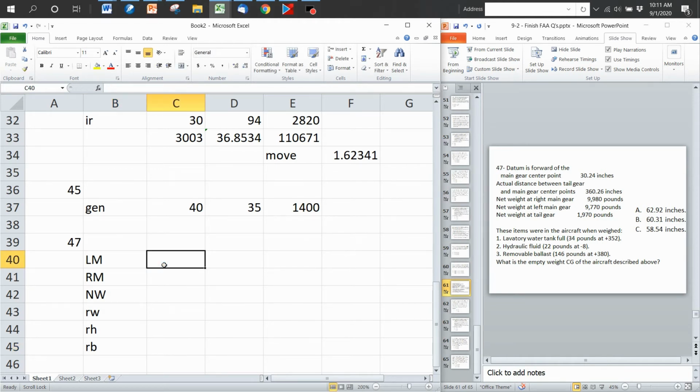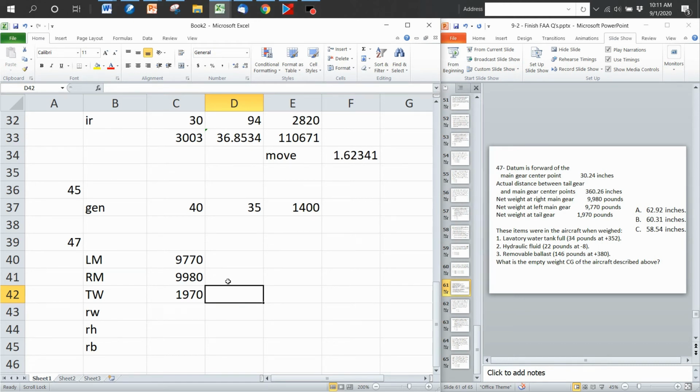Now, our left main is 9770. And our right main is 9980. This is a big aircraft, and since it's a tail dragger, it's like a DC-3 or something like that we don't fly anymore. Our nose, actually I put nose wheel, it should be our tail wheel, right? Our tail wheel is 1970, and now we got to fill in our locations on those.